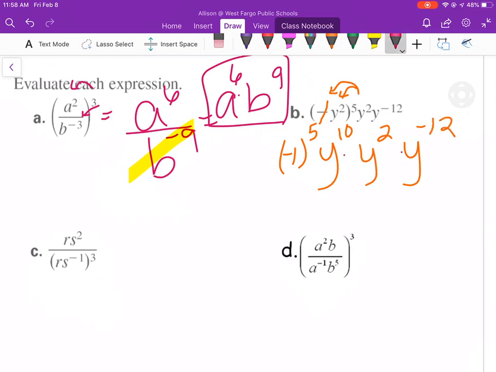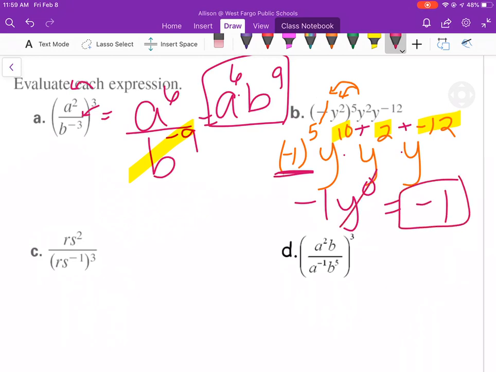Now, bases are the same, and you're multiplying. You could move the y to the 12th to the denominator, or we could just add up these exponents, which in this case I think is easier, because 10 plus 2 is 12, and 12 plus negative 12 is 0. So I'm going to get negative 1 to the 5th, that's just negative 1, y to the 0, well, anything to the 0 power equals 1, so my final answer is just negative 1.